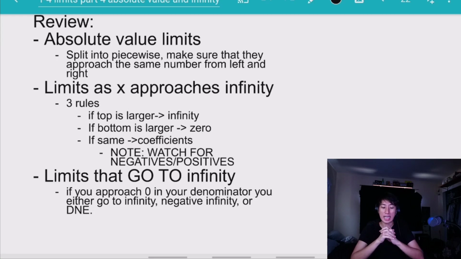And then finally, limits that go to infinity. So basically limits where your denominator is going to be 0. Just do a quick check to make sure your positives and negatives, and it either goes to positive infinity, negative infinity, or does not exist. So just watch out for those.